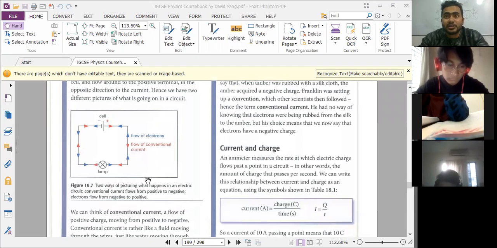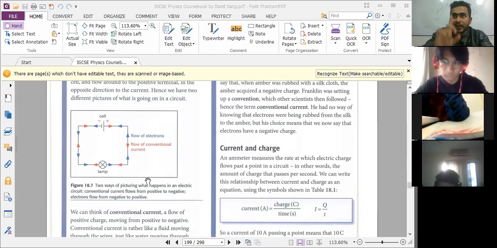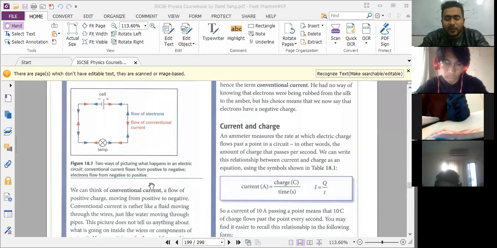Actually, there are many pictures. Wherever the current moves, there will be a magnetic field around it. This is another picture, and this is defined by the direction of the right-hand grip rule. You remember that if this is the direction of current, this is the direction of field around the current carrying wire, right? Okay, we can think of conventional current.